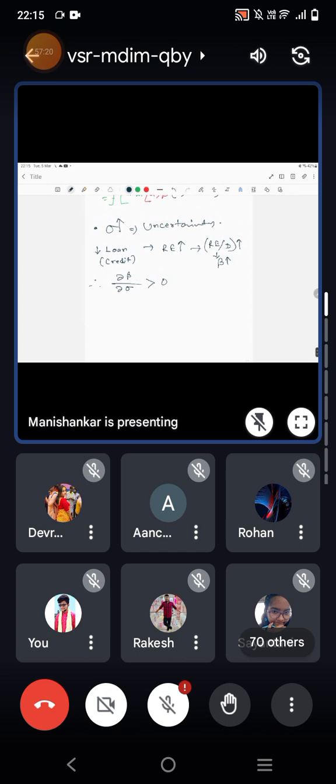Next one, suppose the RD or BRD. So this one is also called bank rate. So bank rate means the rate at which securities are submitted by the commercial bank to the central bank.